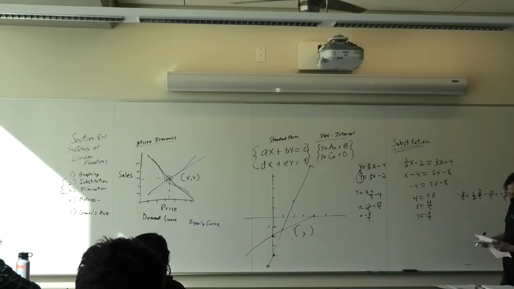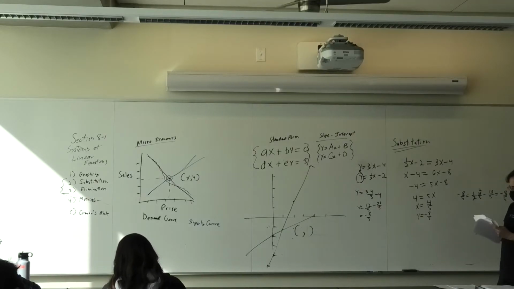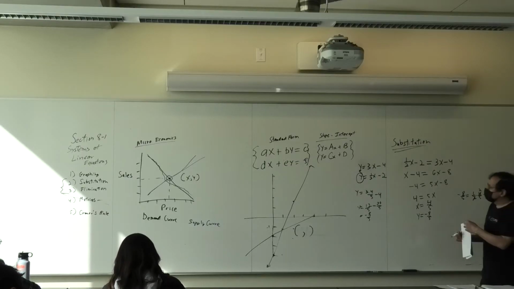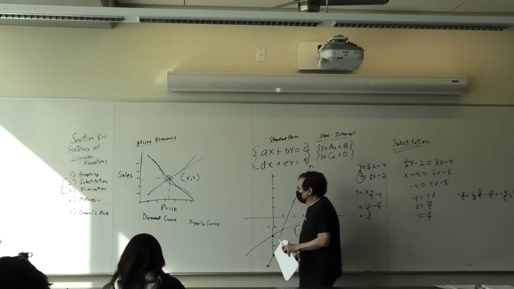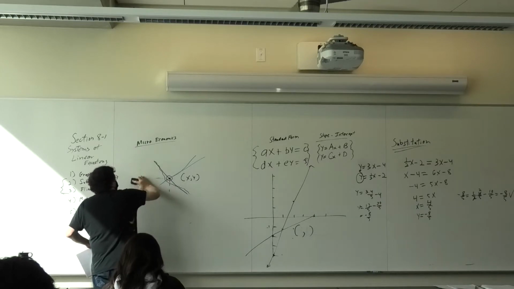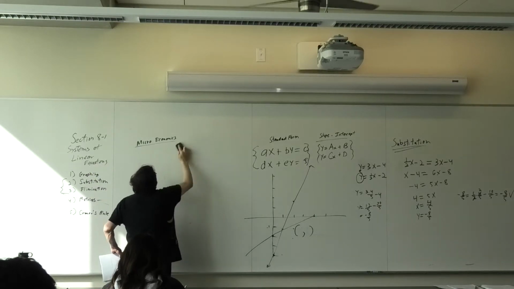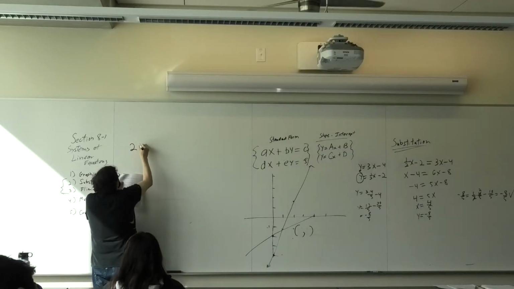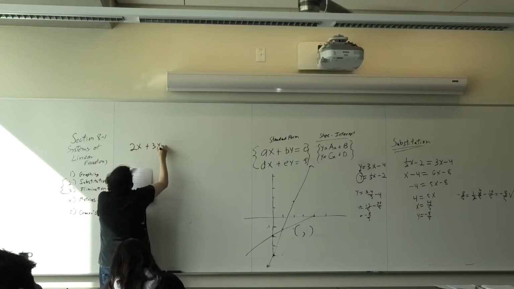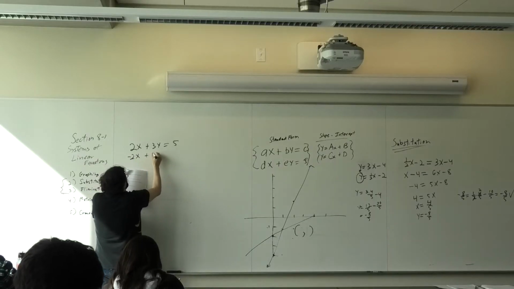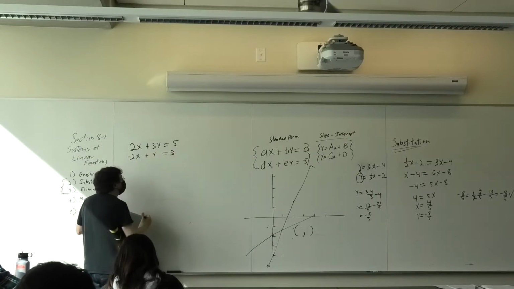I'm going to show you an example of a problem that kind of screams out to do elimination. All right, so the problem here is 2x plus 3y equals 5, minus 2x plus y equals 3.